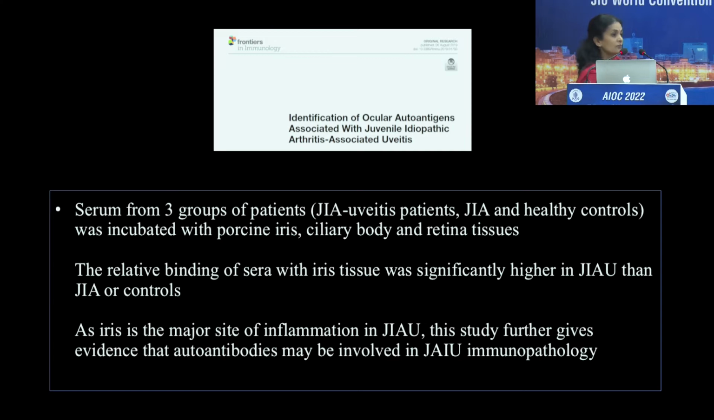The serum from 3 groups of patients, including JIA uveitis, JIA non-uveitis, and healthy controls, was incubated with the porcine iris, ciliary body, and retina tissues, and the relative binding of the sera with the iris tissue was significantly higher in JIA uveitis eyes as compared to the non-uveitis eyes or controls. And since iris is the major site of inflammation in JIA uveitis, this study further gave evidence that autoantibodies may be involved in JIA immunopathology.